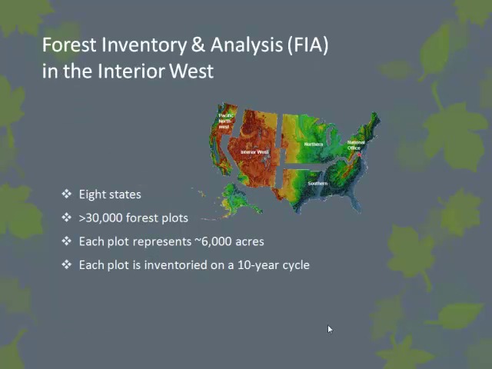Just a little bit of background about the Forest Inventory and Analysis Program, or FIA. It's a nationwide ongoing inventory. It's broken into 4 geographic regions. Our region is the Interior West. It includes 8 states, and since 2000, we implemented a new sample design that had a total of over 30,000 forested plots in those 8 states. Each plot represents about 6,000 acres across the landscape on a systematic grid, and each plot is inventoried now on a 10-year return cycle.